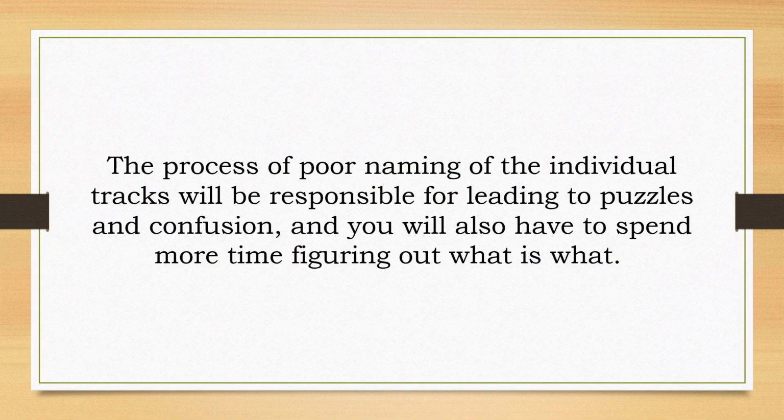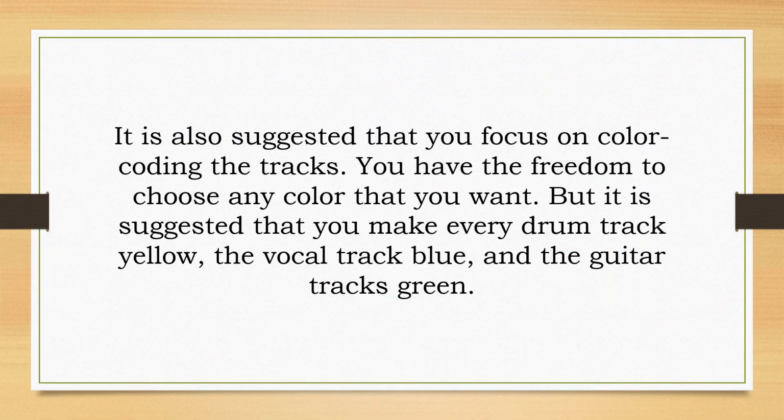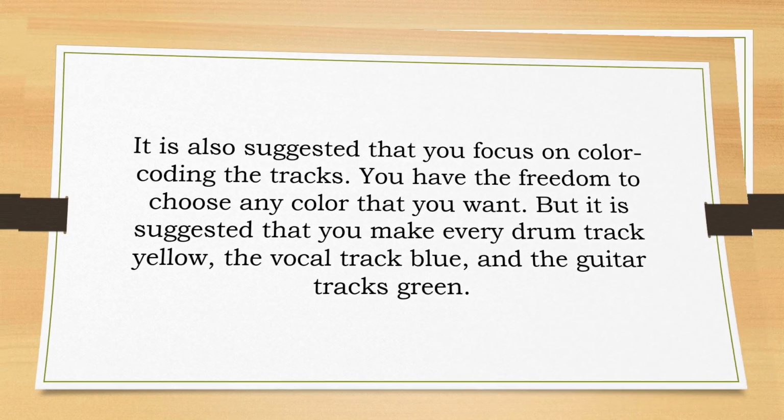Poor naming of the individual tracks will lead to puzzles and confusion, and you will also have to spend more time figuring out what is what. It is also suggested that you focus on color coding the tracks. You have the freedom to choose any color that you want. But it is suggested that you make every drum track yellow, the vocal track blue, and the guitar tracks green.